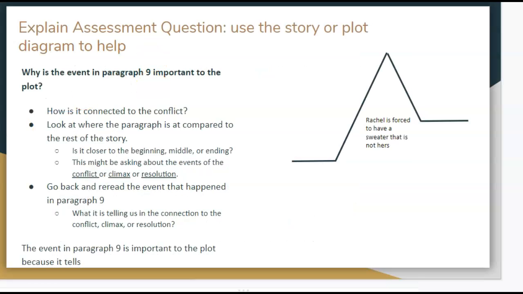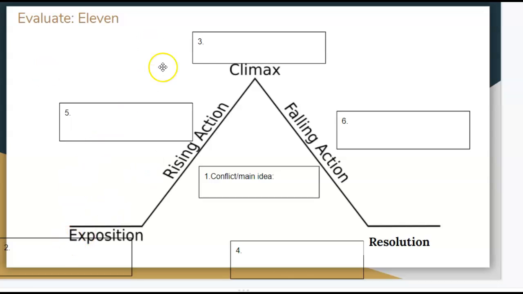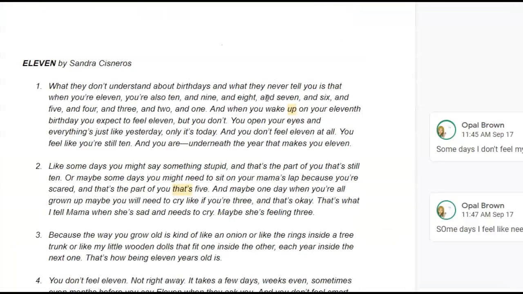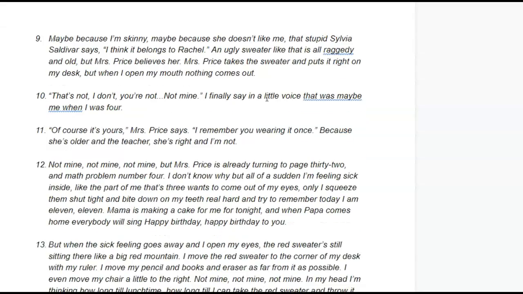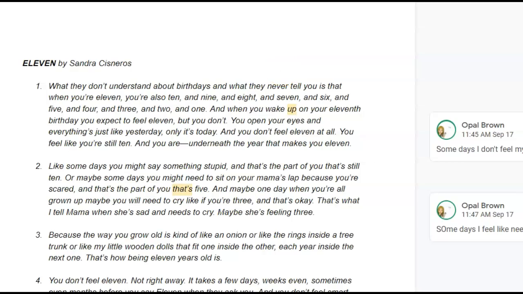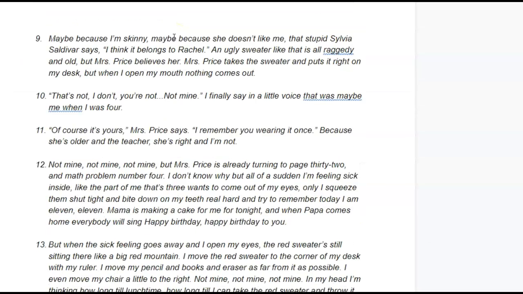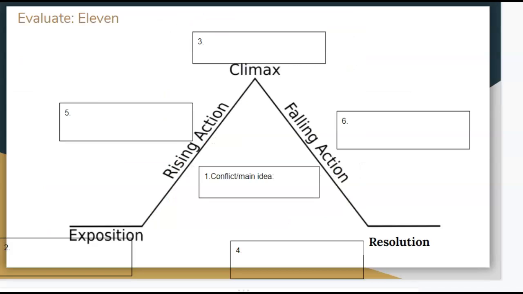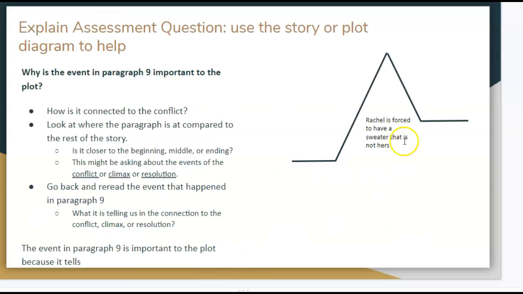So when we go back and look at our plot, you should already have this filled out. And where is that in relation to our conflict? When I come back over here, I can see this story is kind of in the beginning, almost towards the middle, but it's really more in the beginning middle. So in connection with our conflict, well, here's my conflict right here. It says Rachel's forced to have a sweater that is not hers.